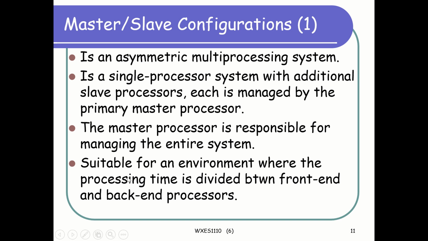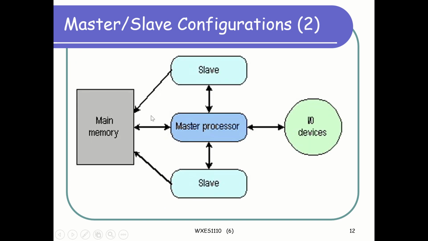It is really suitable for an environment where the processing time is divided between front end and back end processors. So here, this is the master processor. It controls two slave processors, slave number one and slave number two, and then the input output devices. The master processor manages all files, devices, memory, and processors, and maintains the status of all processes in the system. It also performs storage management activities, schedules the work for other processes, and executes all control programs.